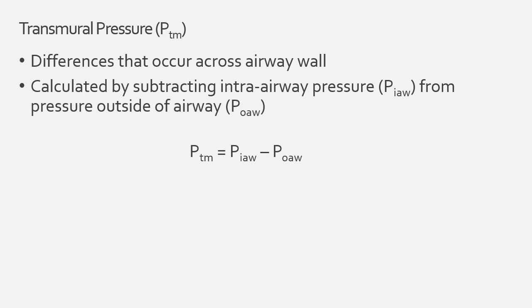Transmural pressure is the pressure difference that occurs across an airway wall. The transmural pressure is calculated by subtracting the intra-airway pressure, or P sub IAW, from the pressure on the outside of the airway, or the P sub OAW. Positive transmural pressure is said to exist when the pressure is greater within the airway than the pressure on the outside of the airway.